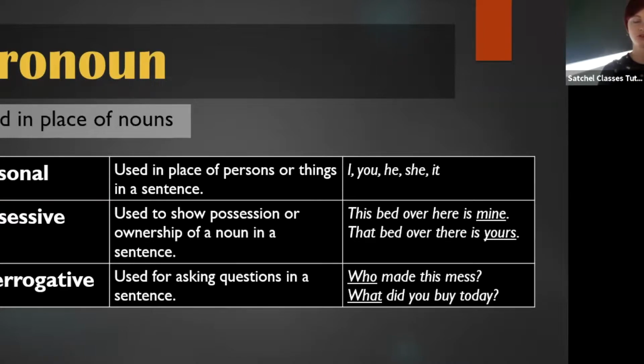So possessive pronouns are used to show possession over something or ownership of a noun in a sentence. So this bed would be the noun. So this bed over here is mine. So then the possessive pronoun is mine, because you are saying that that bed, which is the noun and the thing, is yours. Interrogative is usually used for asking questions. So who made this mess? What did you buy today? So it's anything where you're interrogating somebody, essentially.